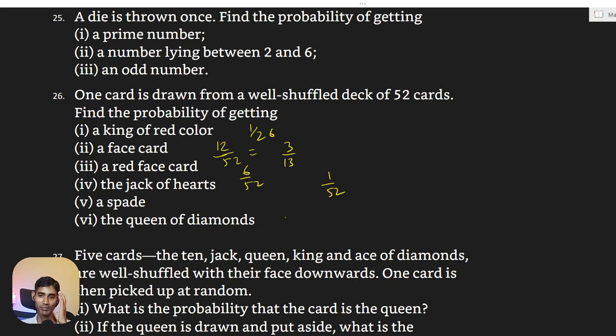Yes, Nandita. 1 by 4. 13 by 52. 1 by 4. Yes, sixth, Tapasya. So 1 by 52. 1 by 52. That's interesting. Queen of Diamonds.